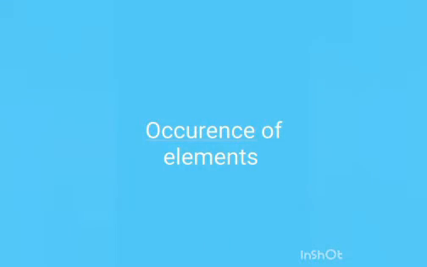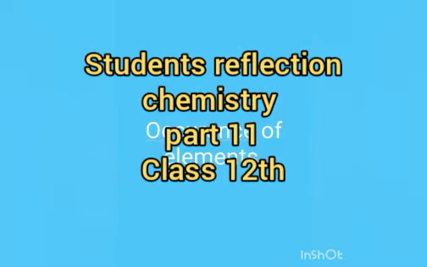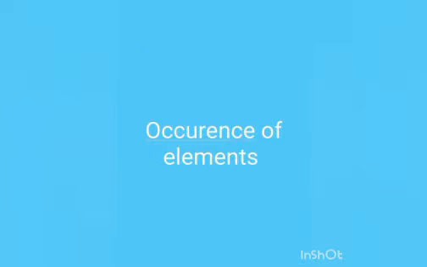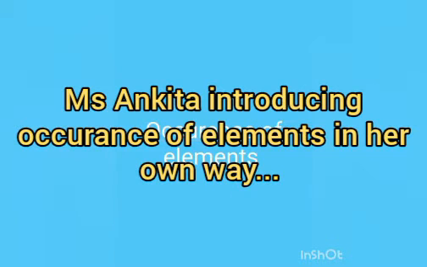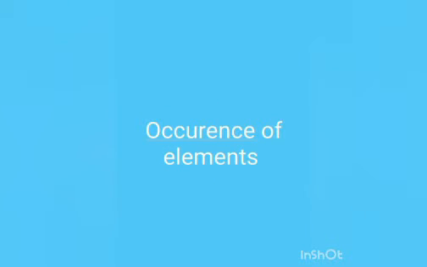Today I'm here with my topic, that is occurrence of elements. Let me tell you about the elements. As we all know, there are 118 elements, which are classified into three types: metals, metalloids and non-metals. Metals are of 92 types, metalloids 8 and non-metals 18. Metals are classified into two states, that is free and combined state.